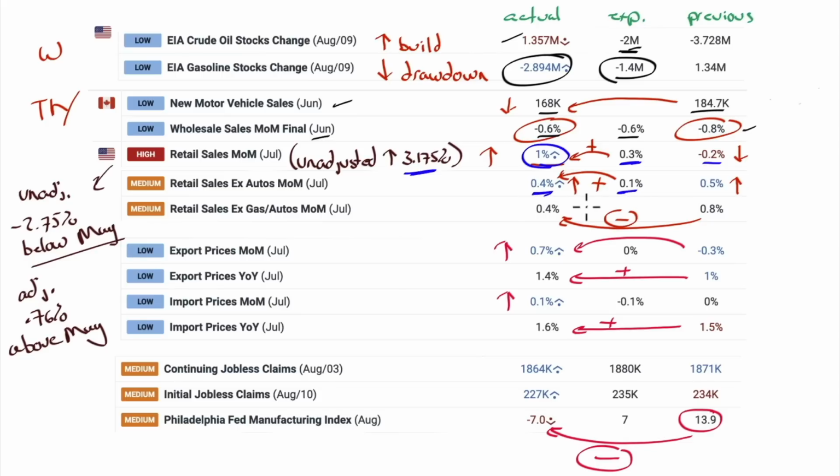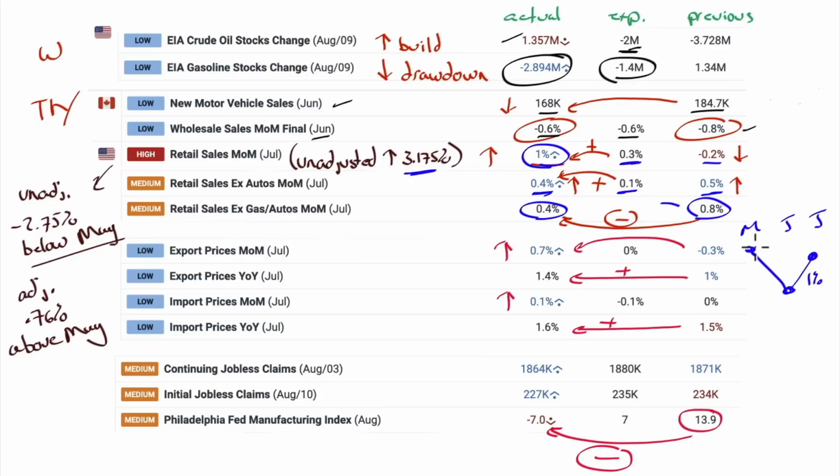Taking out autos, up 0.4. The expectation was to be up 0.1. The previous month revised upwards. And if you take gas out of that as well, 0.4. The previous month was 0.8, so that is a drop down. May, June, July retail sales. There's your 1%. That's why it looks so good. It's because there was a big drop in June.